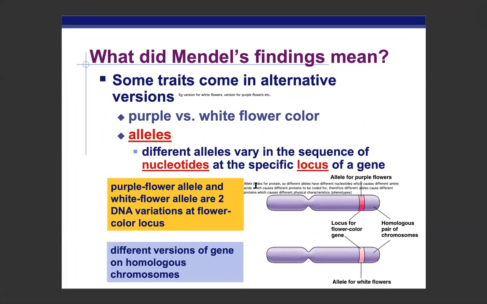So we know that alleles code for proteins because they're genes. Different alleles, which have different nucleotides, cause different amino acids to be brought by the tRNA molecules, which we discussed in the RNA video. Because different amino acids are brought, there might be a different protein form, and therefore the different alleles will cause different outward characteristics, because there might be a protein that causes it to look like a white flower or one that causes it to look like a purple flower.